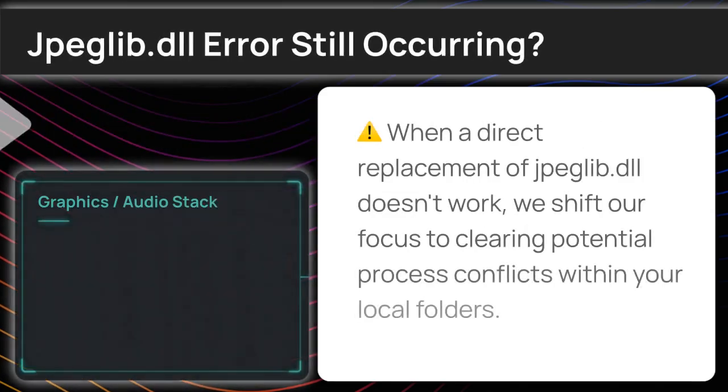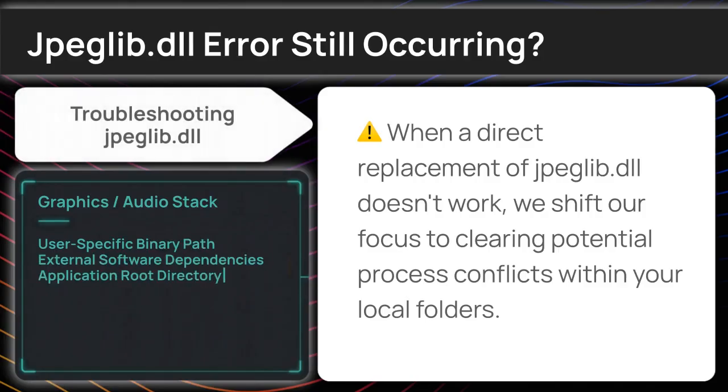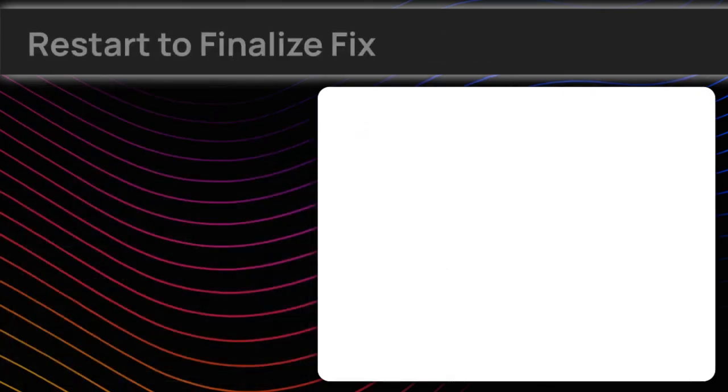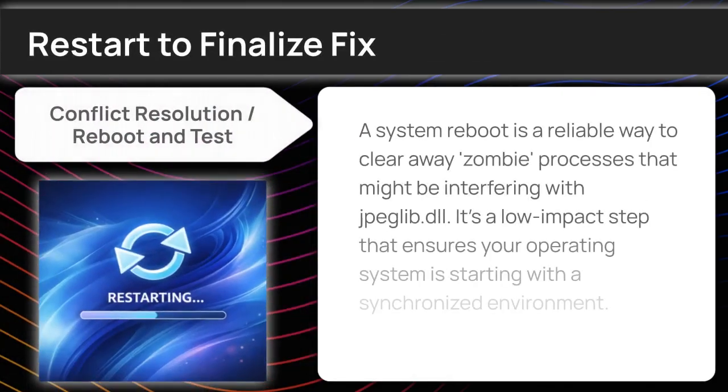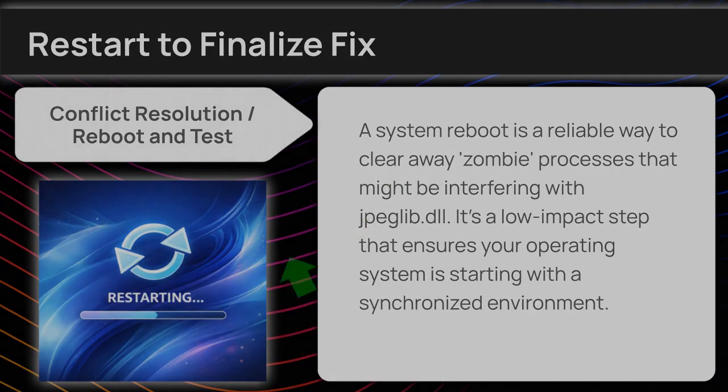When a fresh installer fails to clear the error, it typically points toward a deeper conflict within the Windows execution layer. A system reboot is a reliable way to clear away zombie processes that might be interfering with JPEG library. It's a low-impact step that ensures your operating system is starting with a synchronized environment.